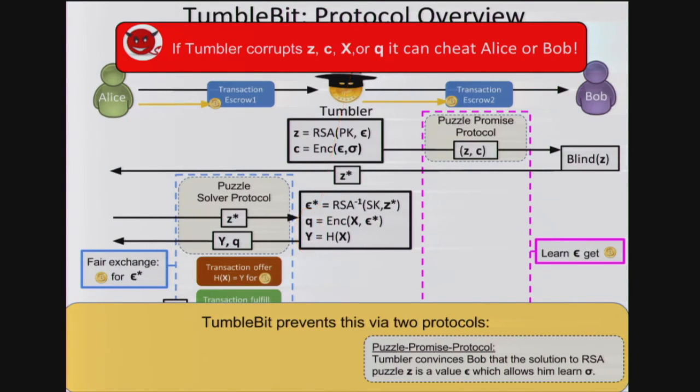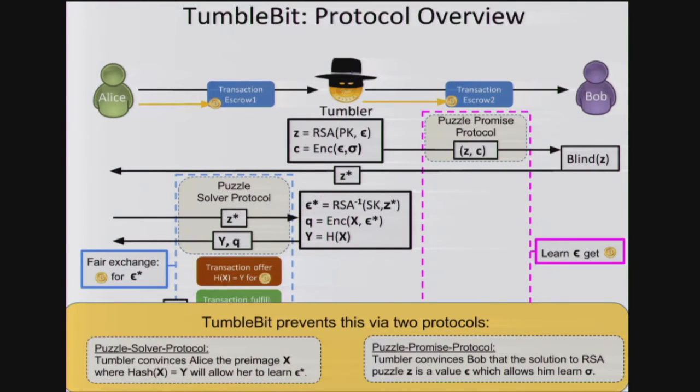And the other protocol is the Puzzle Solver Protocol, where the Tumbler convinces Alice that the preimage X will allow her to learn epsilon star. Both these protocols are actually fairly similar. They use similar tricks. If I have time by the end of the talk, I can go into the Puzzle Solver Protocol, but I might not have time for that. But I do have a slide, so if anyone wants to go more into the details, I'll be happy to show them this.